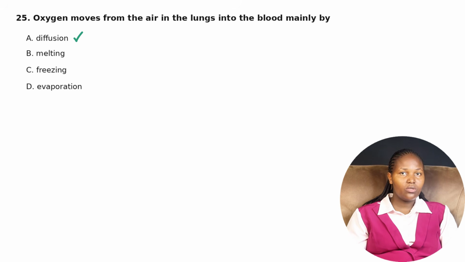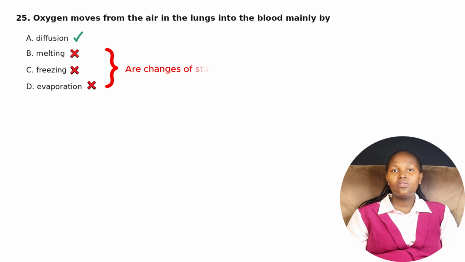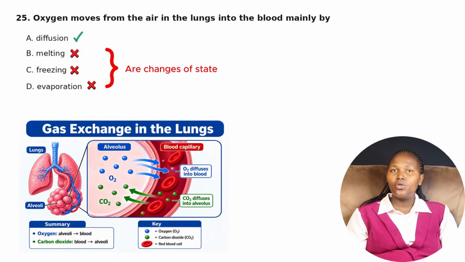The other options are not correct because melting, freezing, and evaporation are changes of state and they do not explain gas exchange within the lungs. Efficient diffusion is helped by thin exchange surfaces and concentration differences. And you should always remember that diffusion is essential in living organisms, not only in lab demonstrations, it is also very essential in how breathing occurs.